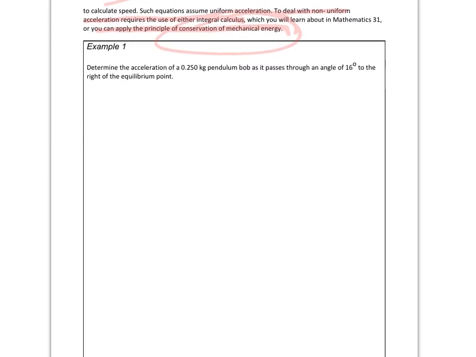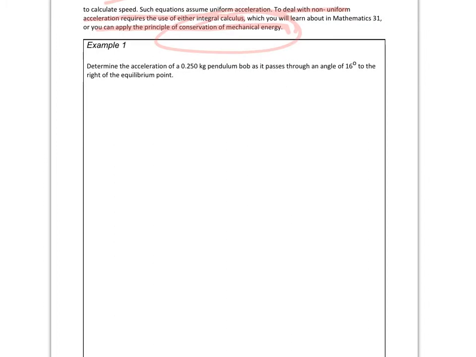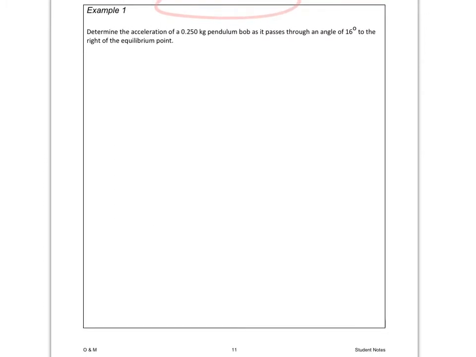All right, so determine the acceleration of a 0.25 kilogram pendulum bob as it passes through an angle of 16 degrees to the right of the equilibrium point. First thing we need to do is draw ourselves a free body diagram for this. So our bob is connected on a pendulum here, and we'll draw in our angles. This is 16 degrees.